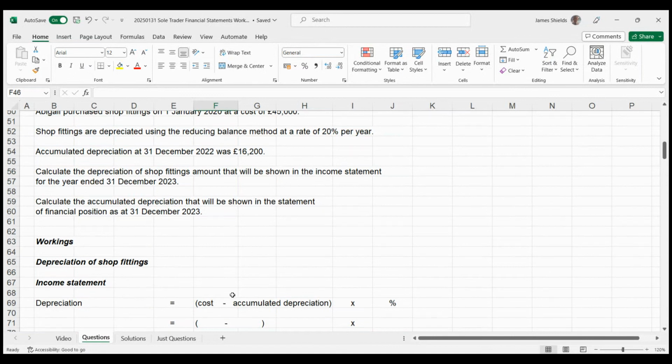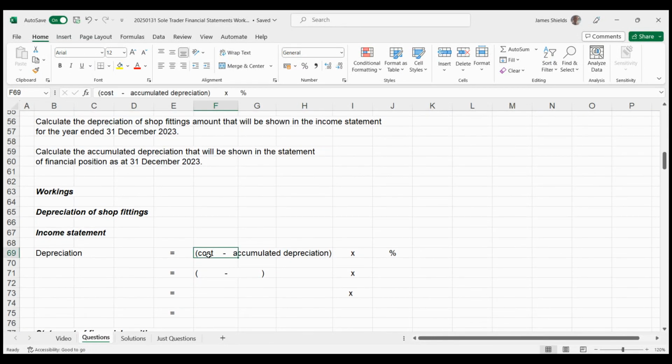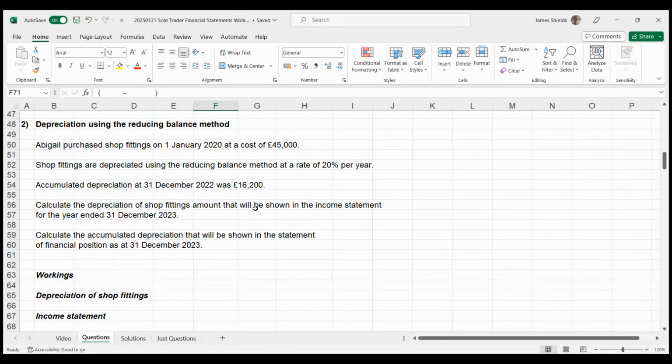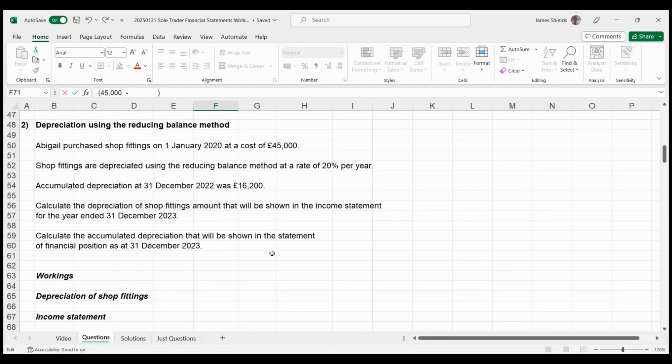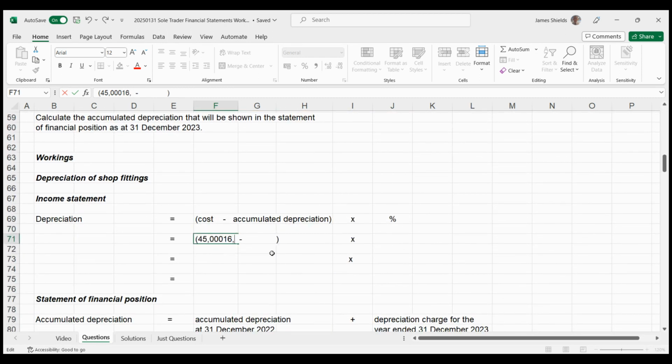So workings now. Depreciation of shop fittings. Reducing balance method is the cost, take away accumulated depreciation, times the percentage. So the cost, so back to the question now, the cost was £45,000. So in here, I'm going to put £45,000. We're going to take away the accumulated depreciation, and we were told in the question that was £16,200. So that's 45,000, take away £16,200.